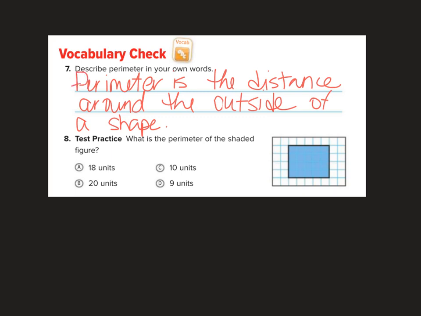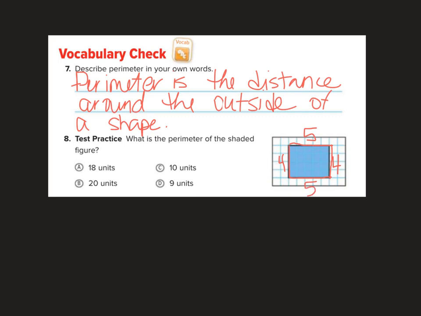What is the perimeter of the shaded figure? Okay. 1, 2, 3, 4. 1, 2, 3, 4, 5. 1, 2, 3, 4. 1, 2, 3, 4, 5.